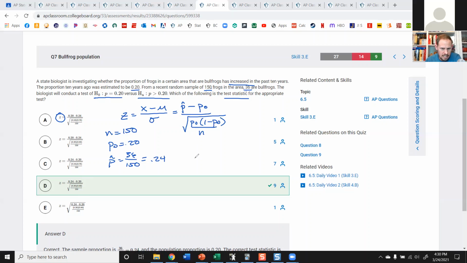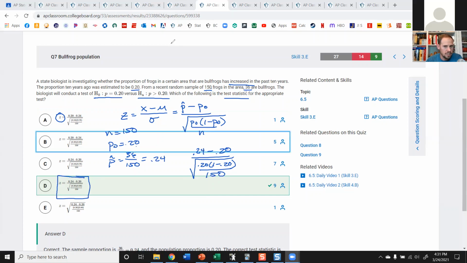So that means our Z is 0.24, P hat, minus the mean 0.20, the given value, over the square root of P naught 0.20 times 1 minus 0.20 over our sample size, 150, which, if you can read it, is that guy right there. All right, the difference in the two divided by the standard error, or the standard deviation. I guess it's standard deviation here, not standard error. All right, so that one is tricky.